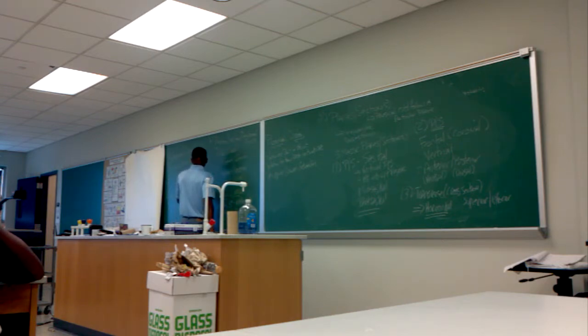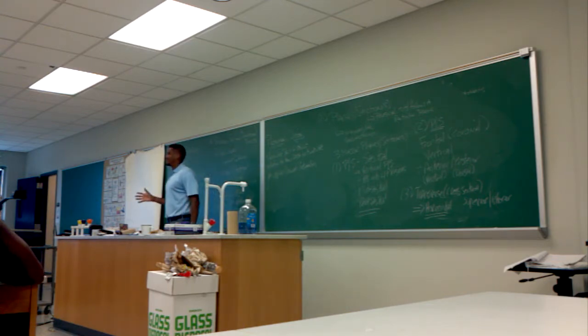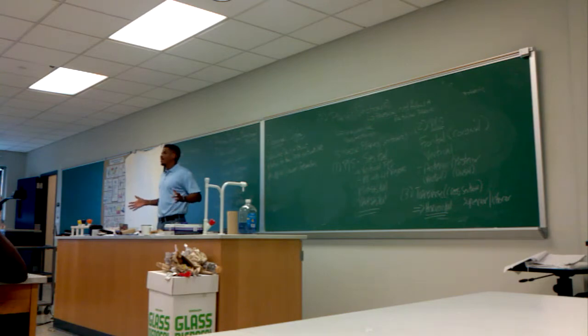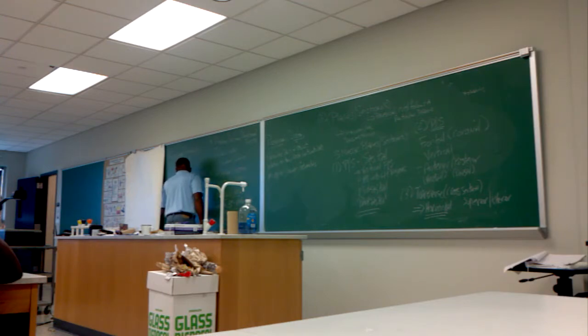Then we have the appendicular region, which is associated with our what? Upper and what? Lower extremity. So the appendicular will be associated with the upper and lower extremities.